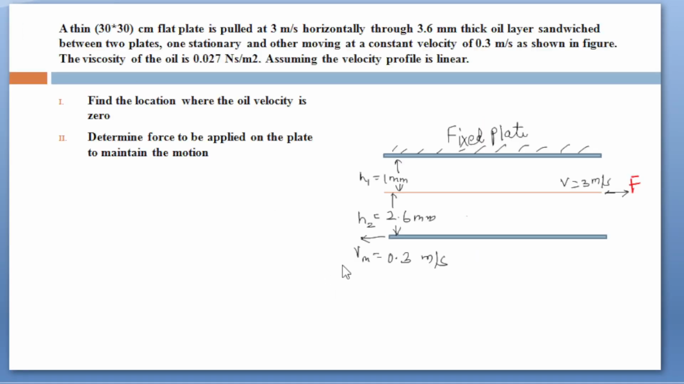In the given question there are two plates: the upper plate is fixed and the lower plate is moving with velocity 0.3 meter per second, and there is another plate in between the two plates which is moving 3 meter per second towards the right. The fluid or oil in between the plates has viscosity 0.27 Newton second per meter square. Now we have to determine the location where the oil velocity is 0 and the force needed to maintain the motion. So first we draw the velocity profile.